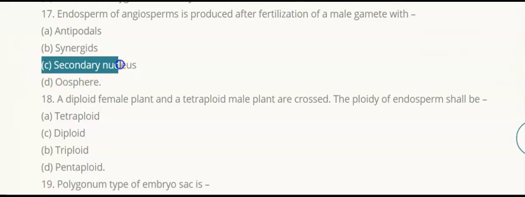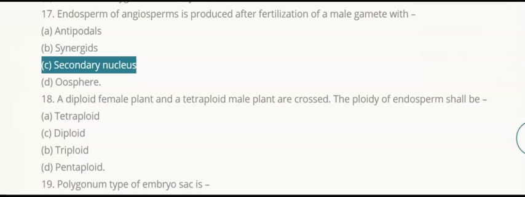So here we'll simply go with option C, that is secondary nuclei. It is written over there as secondary nucleus because of singular, but there are two nuclei always, so that's why I'm saying secondary nuclei. In all, as you are aware, there are 8 cells: 3 antipodals, 2 polar nuclei, and 1 oosphere, followed by around 2 synergids. We move to question 18.